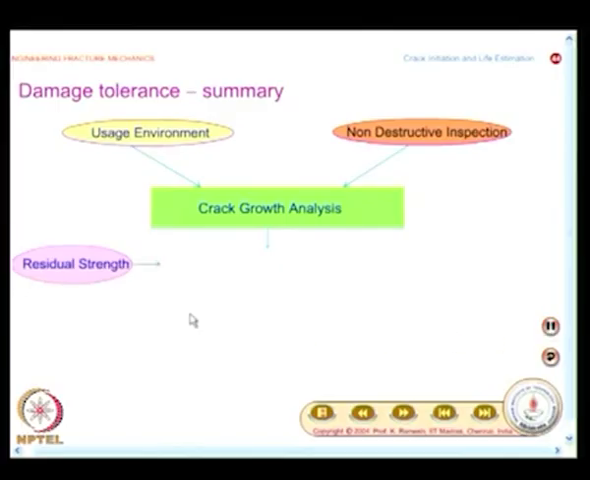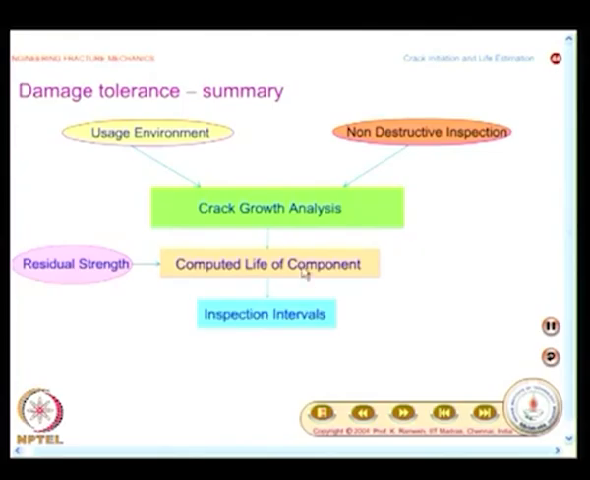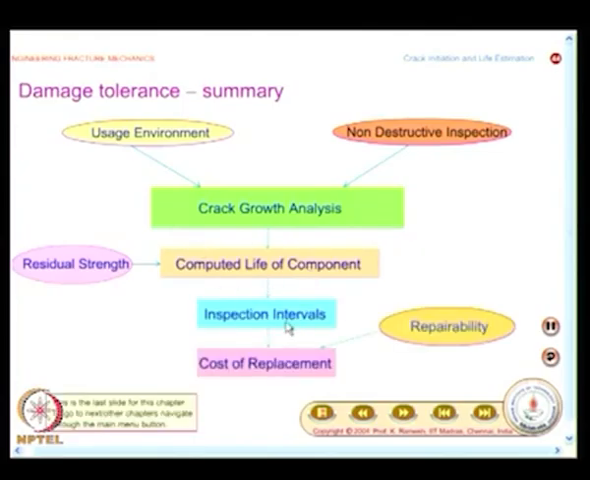Then you look at the residual strength as input, then find out the computed life of the component, establish inspection intervals, and then you find out whether you can salvage it by repairing the component or replacing the component. So, by these procedures you ensure the structure would fail safely. That is the emphasis of DT, and the whole purpose of fracture mechanics is to arrive at the damage tolerance approach.